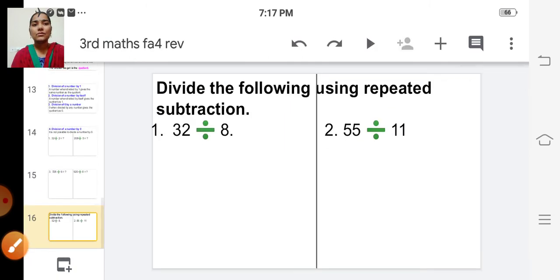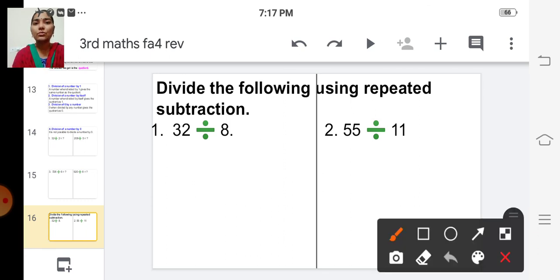Yes. So the next one: divide the following using repeated subtraction. Repeated subtraction means we have to subtract this 32 by 8, till we get 0 as the answer. And then we have to count how many times we have subtracted 8, and that is the answer. Okay, so we will do.